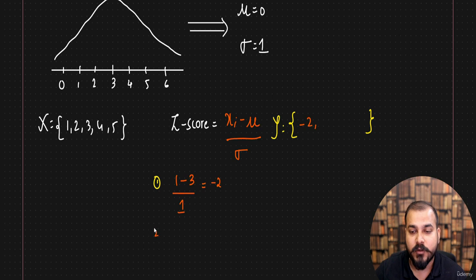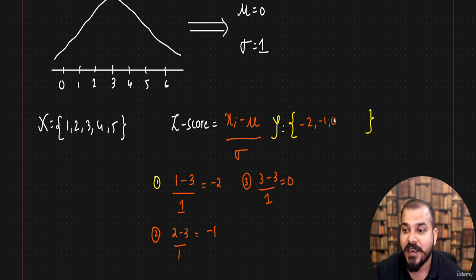Then coming to the second one, 2 minus 3 divided by 1. It will be nothing but minus 1. So this 2 is getting converted to minus 1. And similarly for the third one, you can see 3 minus 3 divided by 1. So this is getting converted to 0. Now see, initially the mean was 3. Now this is getting converted to 0. Are we getting the mean equal to 0 by converting this entire distribution with the z-score formula? Yes, obviously we are getting it, right? So it is minus 2, minus 1, 0.